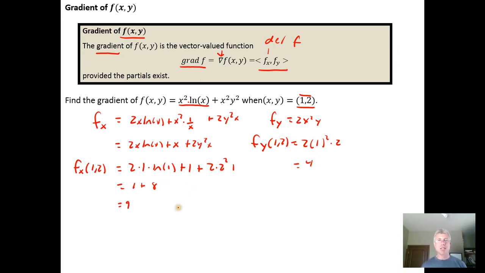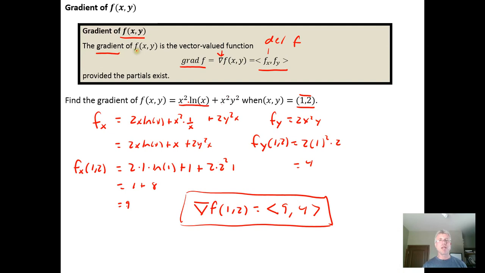So the specific gradient that we're interested in, del f when x is 1 and y is 2, is going to be the vector where the partial derivative with respect to x when x is 1 and y is 2 is 9, and the partial derivative with respect to y when x is 1 and y is 2 is just 4. So this is the specific gradient that we were asked to find. Again, we can find the general gradient vector by just plugging the f sub x and the f sub y into our vector.